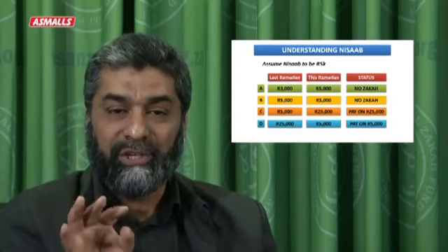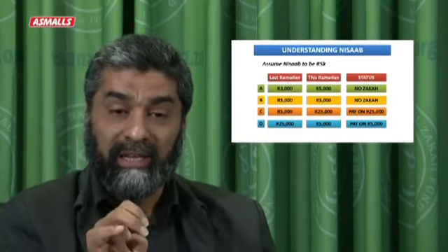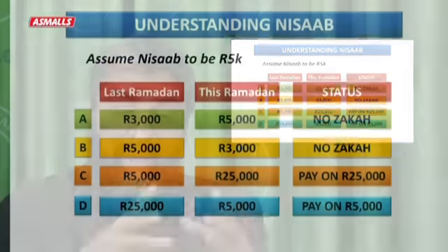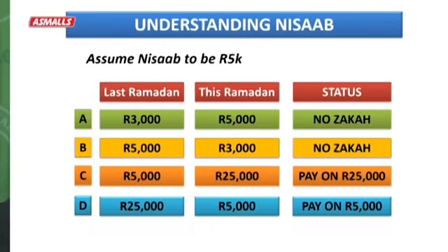The best illustration is point C on your screen. The cumulative wealth that you have today is 25,000 Rand. Because 25,000 Rand is more than or equal to the Nisaab, you will pay zakat on the full 25,000 Rand and not only on the 5,000 Rand as is indicated in point C, on point D on your screen.